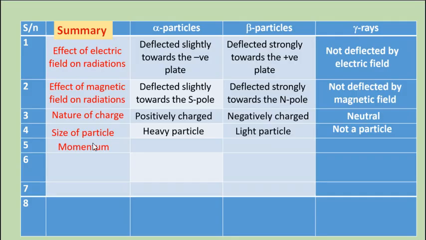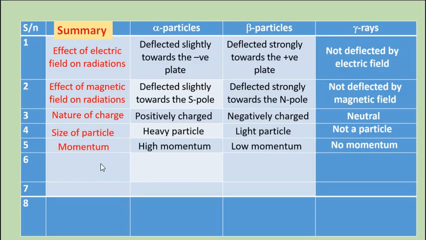Then the next one, momentum. Momentum is the ability to ionize, mass times velocity. So you should be able to strike and knock out particles from gases. So now, for momentum, alpha particle should have high momentum because it's a heavy particle. Low momentum because it's what? A light particle. What do you think about this? Of course, no momentum.